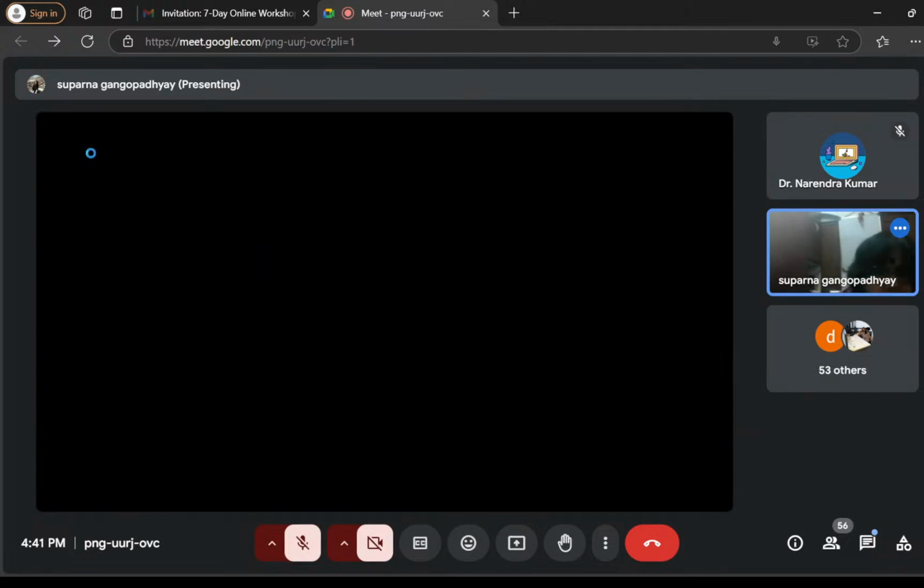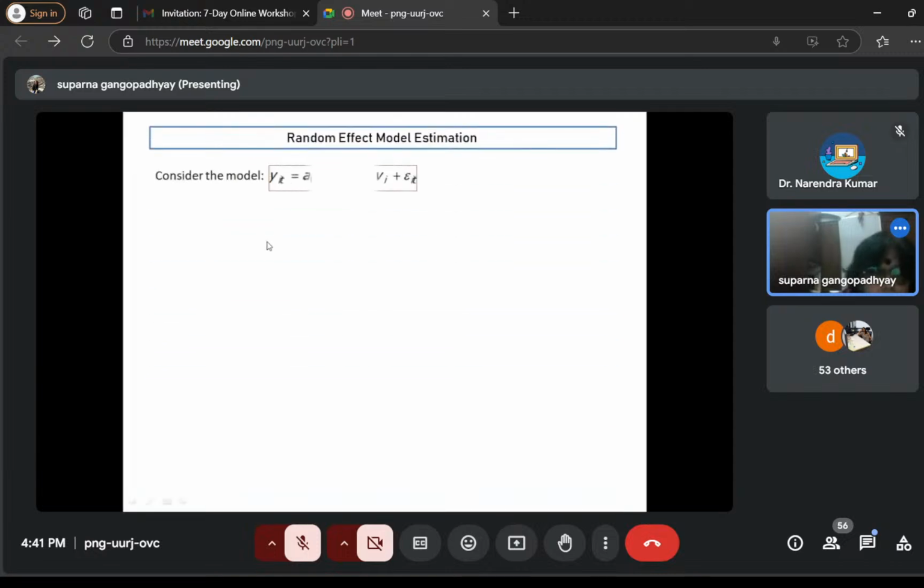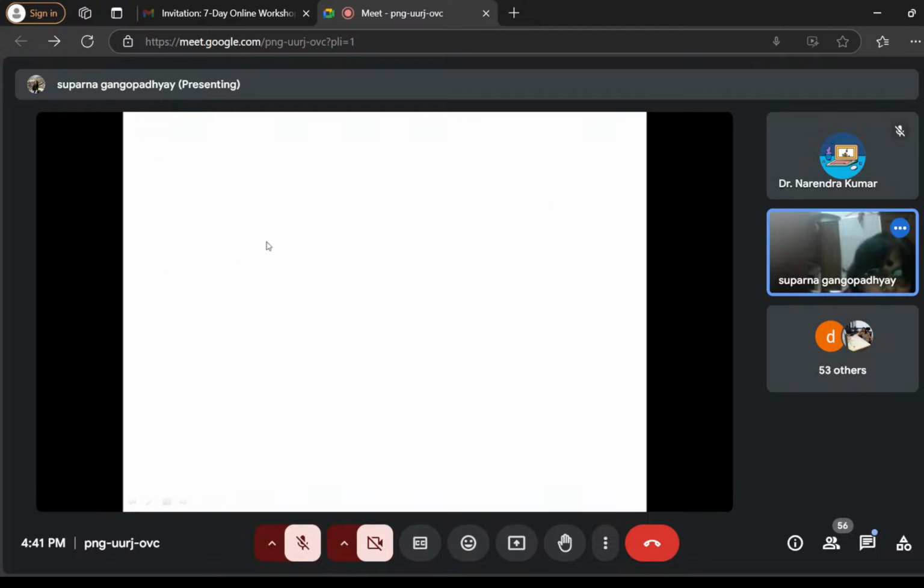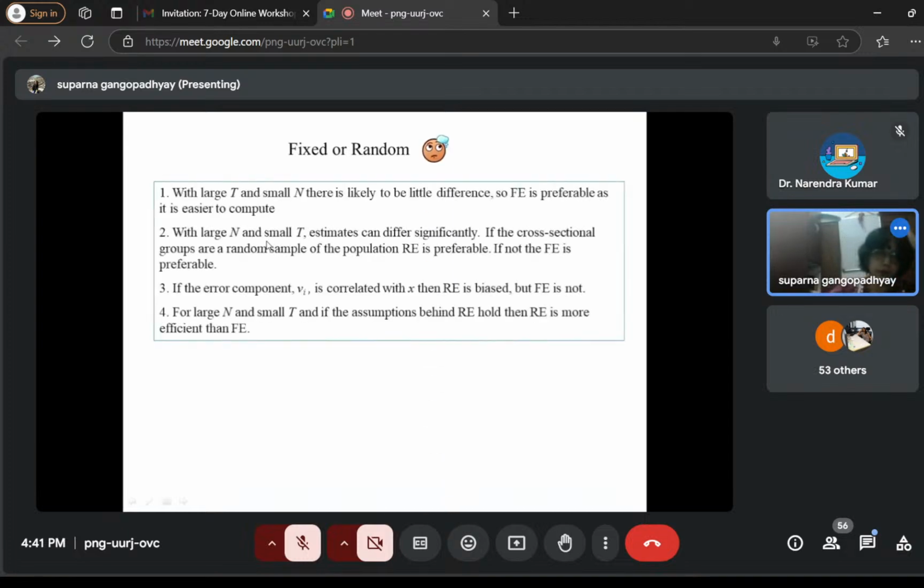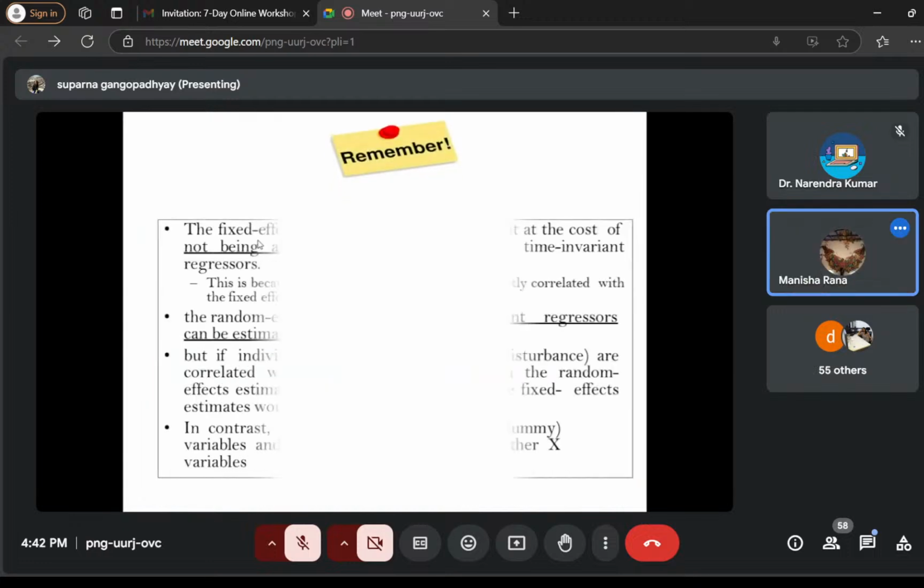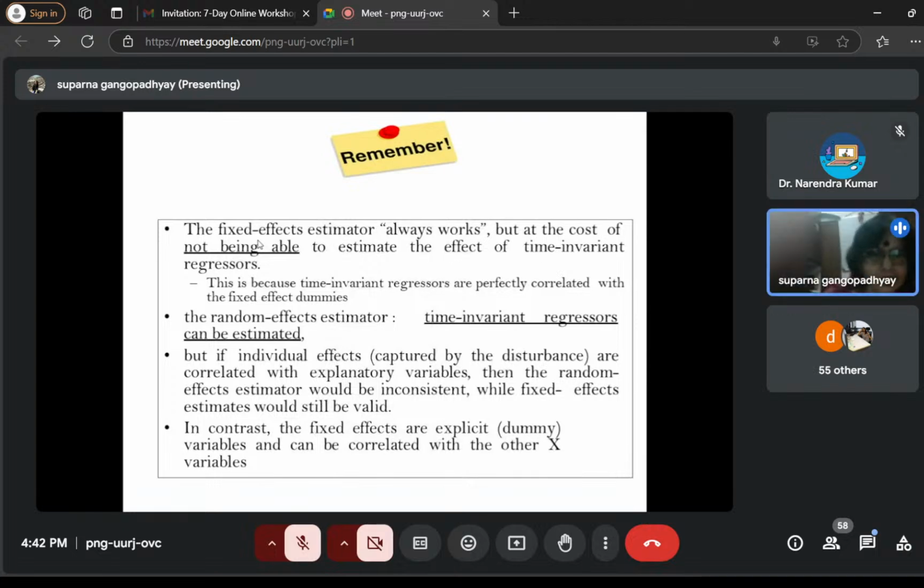So this is the model I have explained to you. This is the Hausman test, that is chi-square. This chi-square is known as Wald chi-square. If W is less than your critical value, that means the tabulated value, then your random effect is preferred. Clear? Okay, so this is the basic idea.